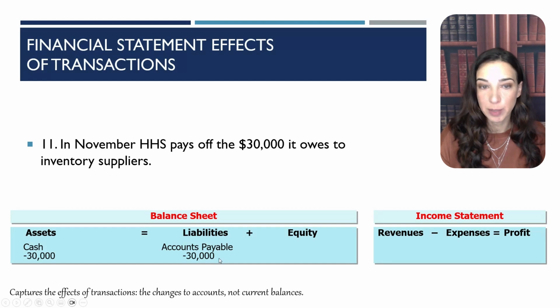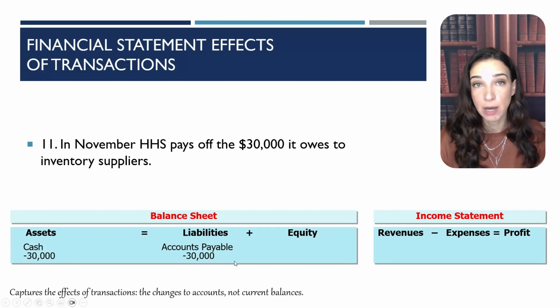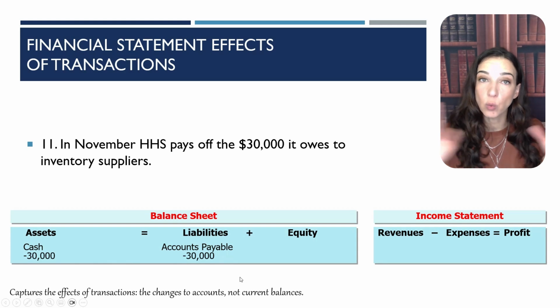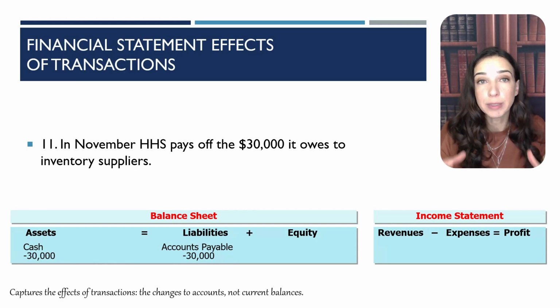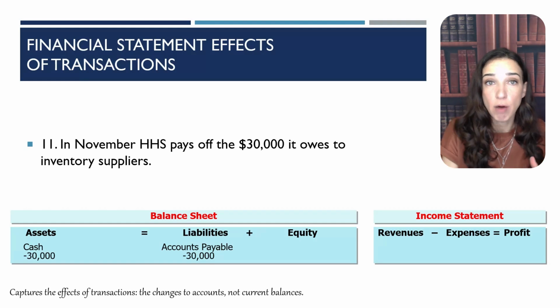We had an accounts payable outstanding. We paid it off. Cash goes down. Accounts payable goes down. Again, just as a reminder, the way that we think about every transaction is how does this transaction ultimately impact the financial statements of this period?